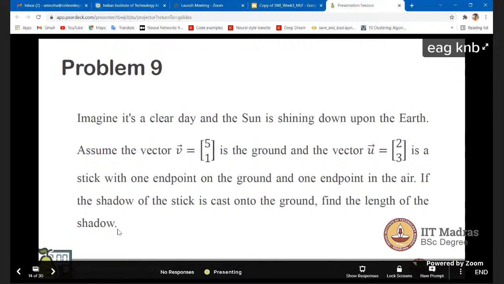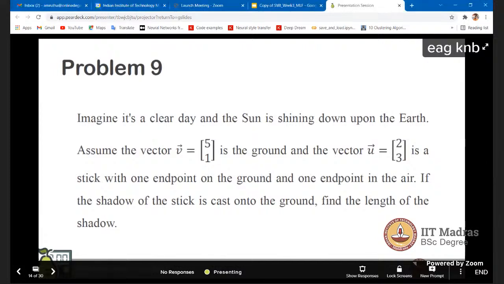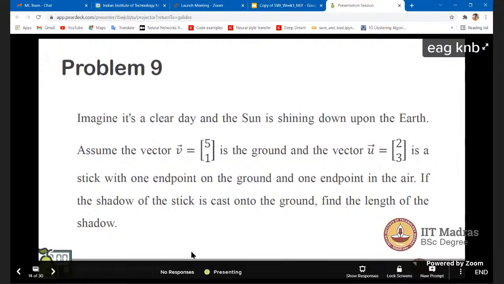You find the value and then you have to type your value. If you get a float value, you can type it up to 2 decimal places.